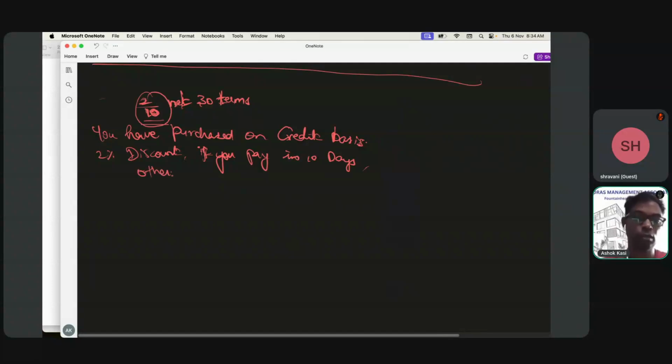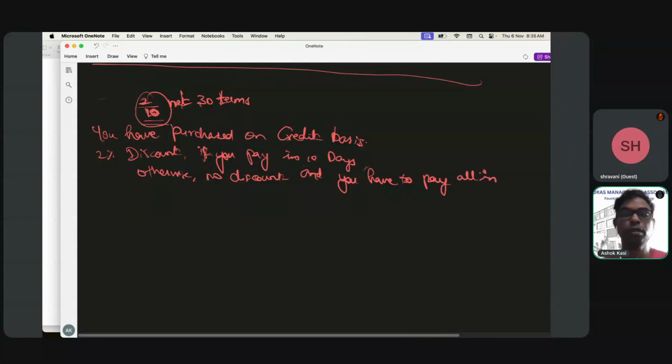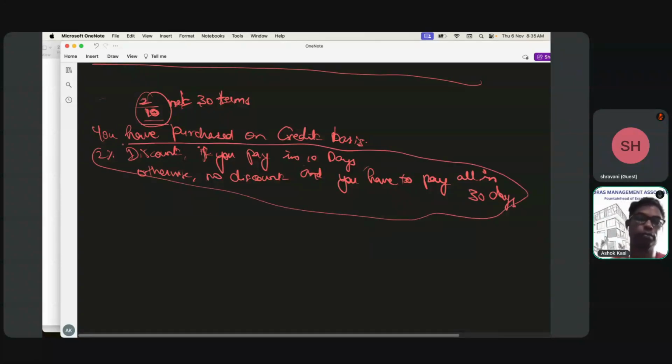Otherwise, no discount, and you have to pay all in 30 days. This is the meaning. Okay. So now we have to see whether this offer is making sense or not.